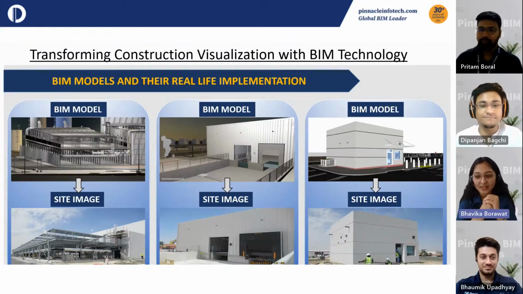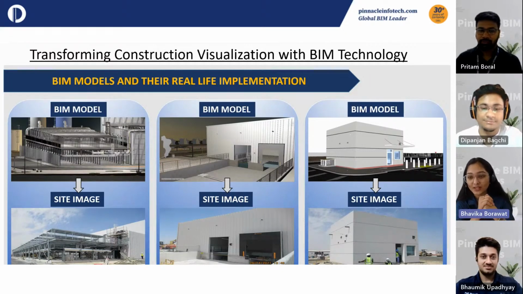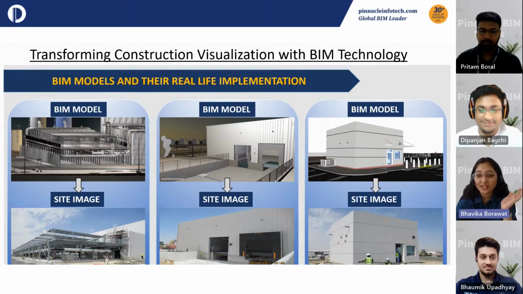Here I've added some of the data center models that I've created. Snaps are there, and how the site images came out to be. On the upside, you can see we have BIM models, and below are the real images of the site, how it came out to be. You can see they have pretty much every concept, every detail, from notches and openings to even the logo on the shutter. So I can say it's pretty realistic.